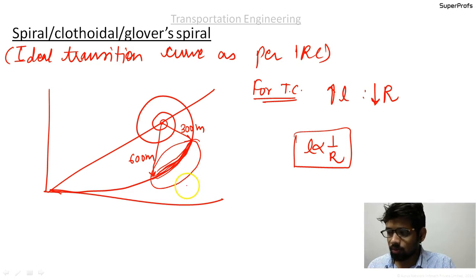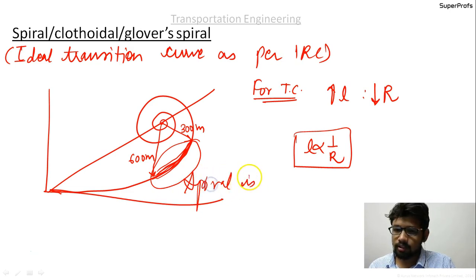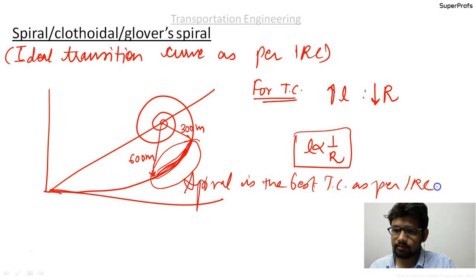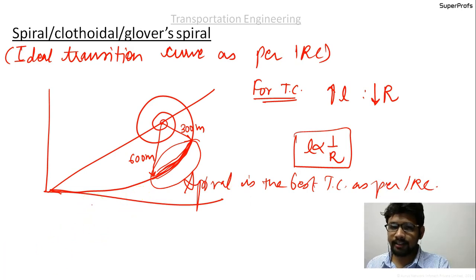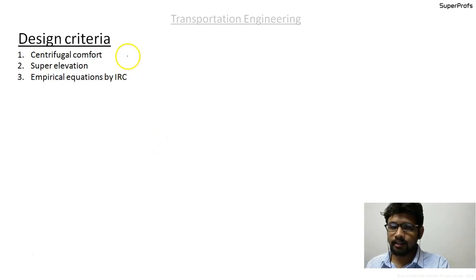So spiral is the best transition curve as per IRC. Now we will move on to the design criteria, that is, how to design a transition curve. There are three important criteria taken into consideration while designing these transition curves.